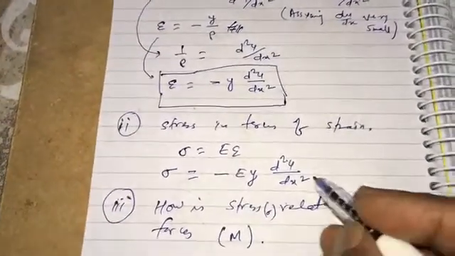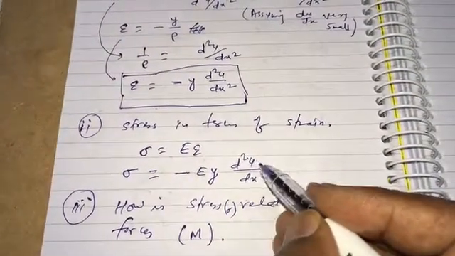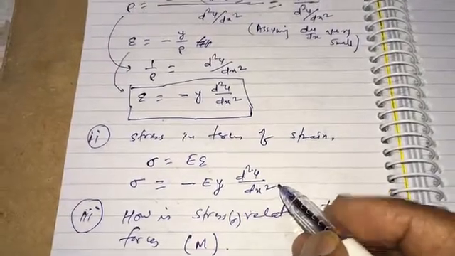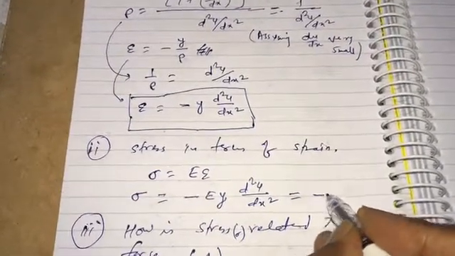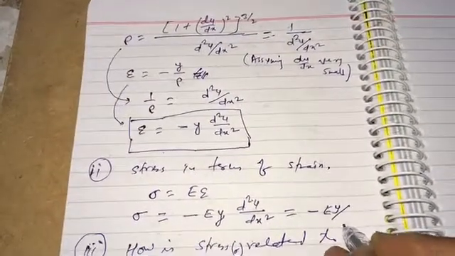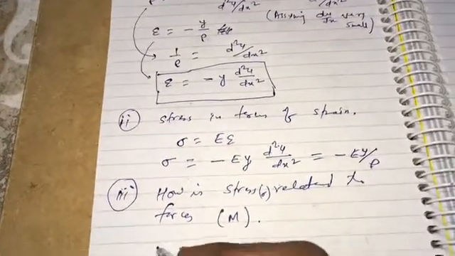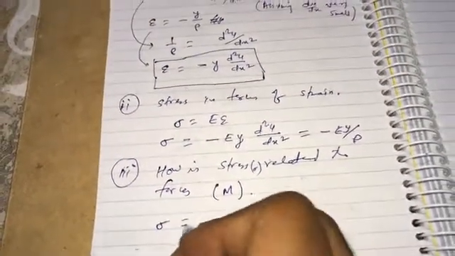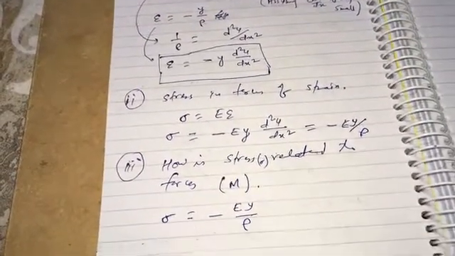Now remember, d square u over dx square is nothing but 1 over rho. So basically what it means is E y over rho. That's what that is, right? So we will start from here. So sigma is equal to minus E y over rho.